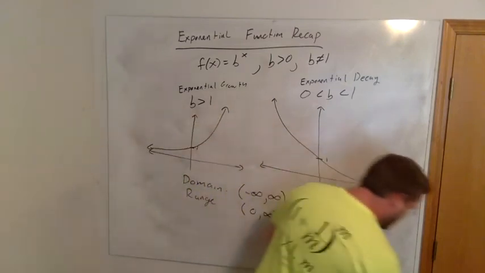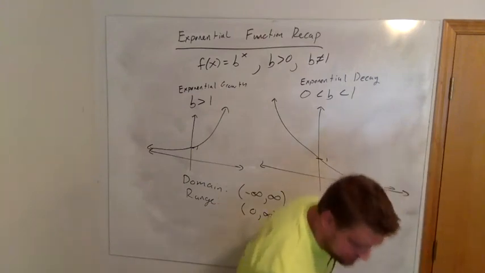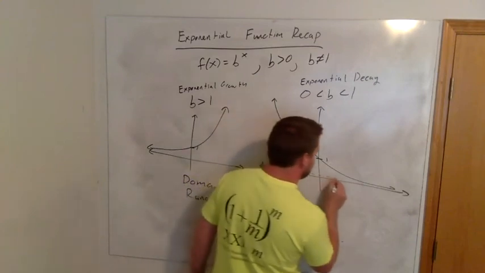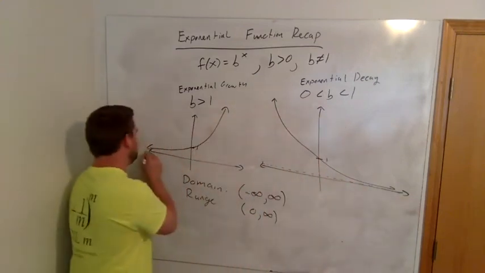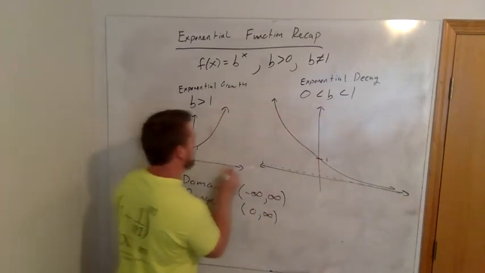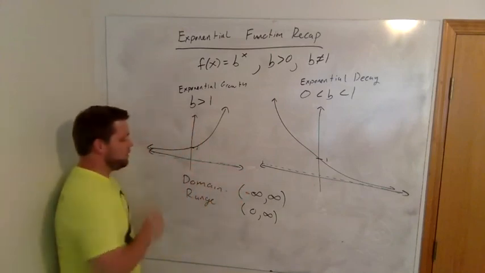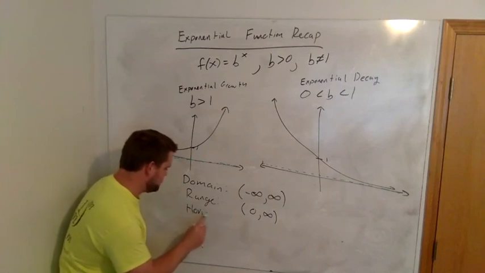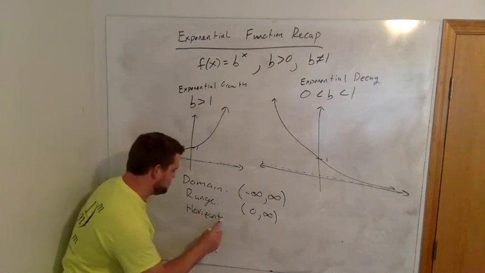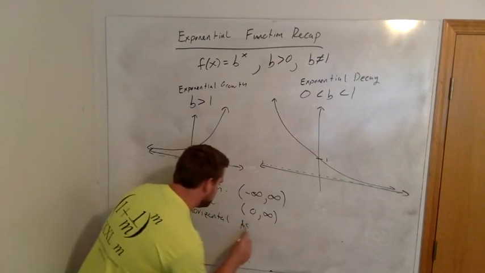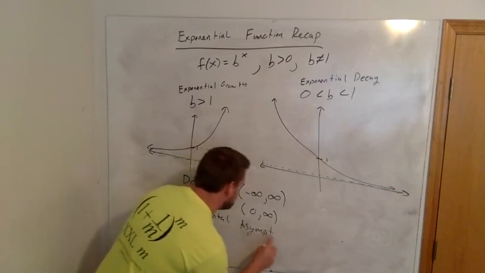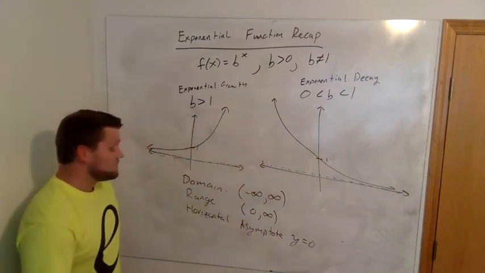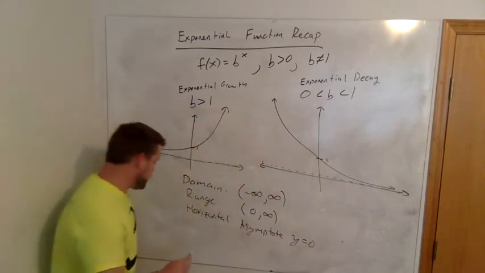These graphs also have a nice feature. They have a horizontal asymptote at y equals 0. They also have 2 key points we'll want to keep track of.